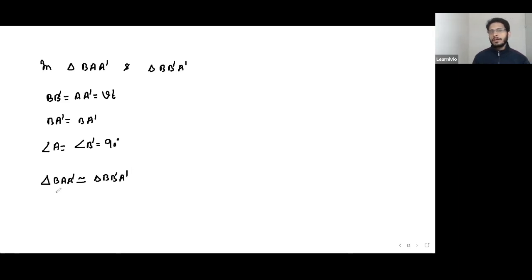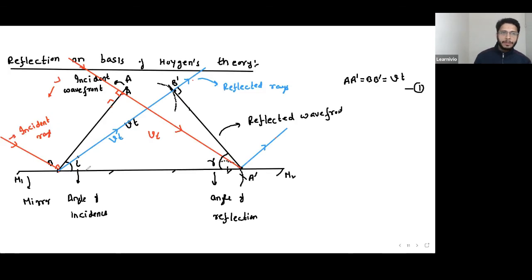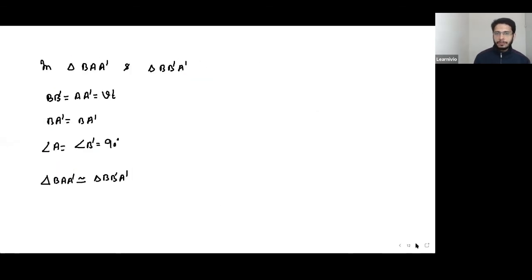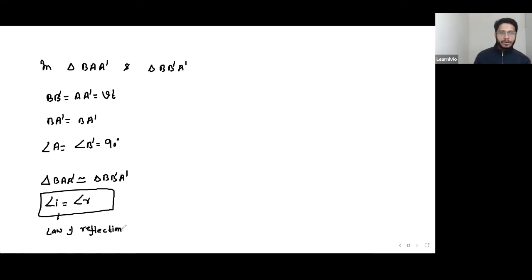Now, if triangles are congruent, that means corresponding sides are equal and corresponding angles are equal. That means I will be equal to R. So this is what you were supposed to prove, that angle of incidence is equal to angle of reflection. That's the law of reflection. There is one more law of reflection which says that all wavefronts lie in the same plane.